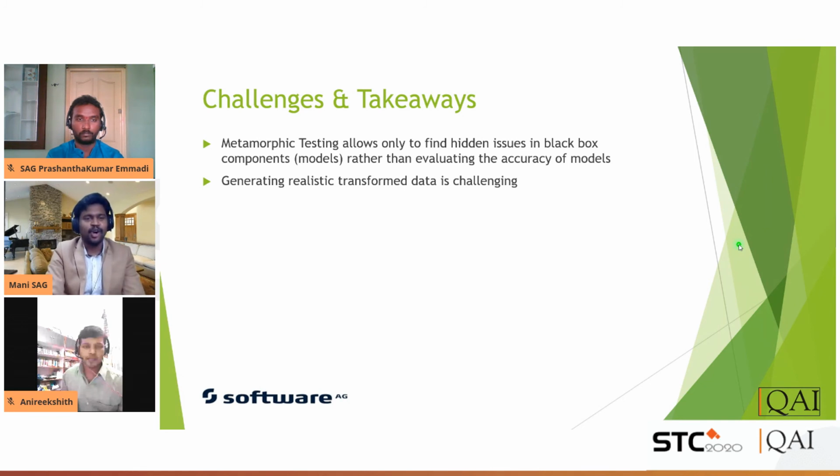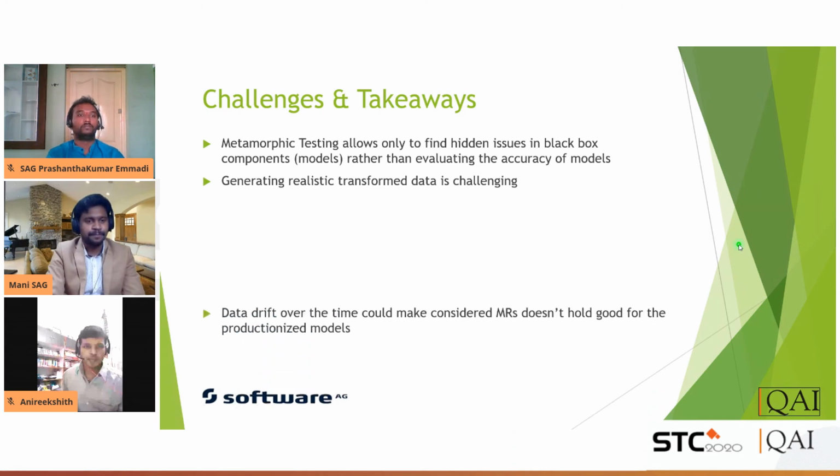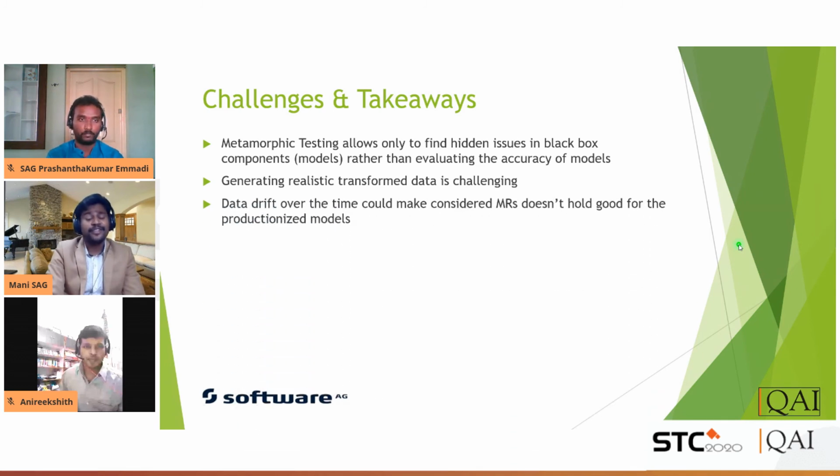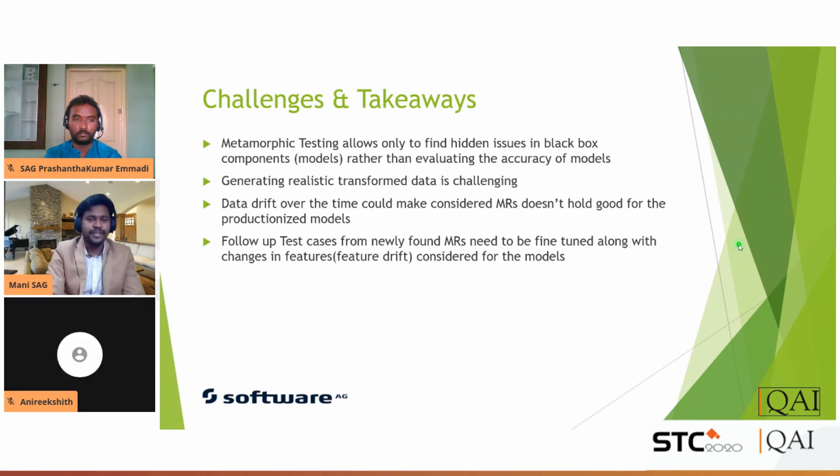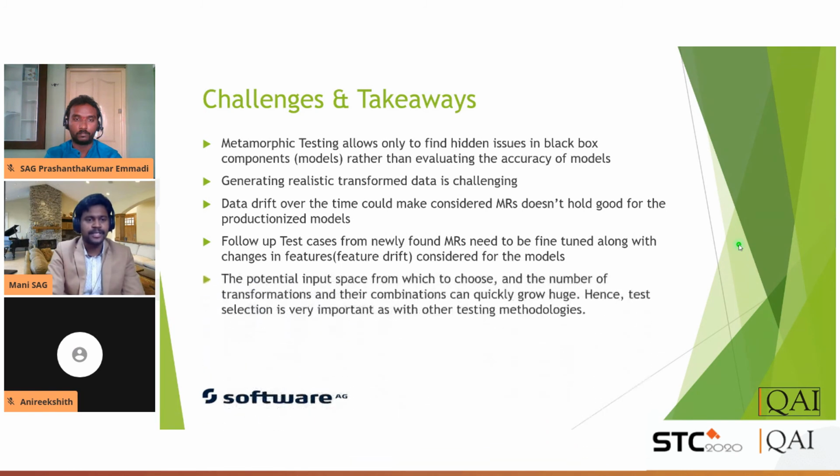So there are machine learning algorithms that help us with that. People have heard about generative adversarial networks to do that. People are following other techniques as well. Data drift is one of the issues when you productionize your model. That could make your MRs go invalid, so you have to keep an eye on that. The follow-up test cases, which I mentioned from different MRs, need to be fine-tuned, because you could change your features as well. Feature drift is also a concern for these models.